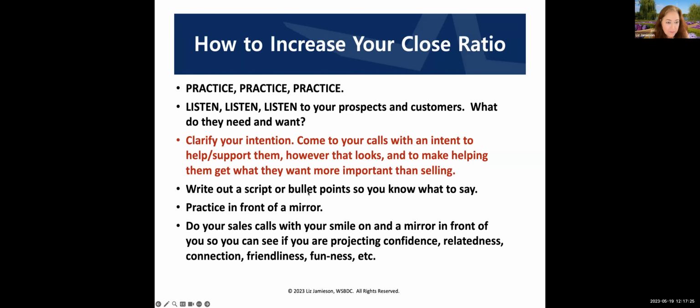Okay, just a couple more pieces here, and then we're going to get into the Q&A. So how can you increase your close ratio, right? One way is just practice. Straight up practice and repetition will help you increase your close ratio. Listen to your prospects and your customers. What do they need and want? Once you hear how they speak, you'll know how to speak back to them.